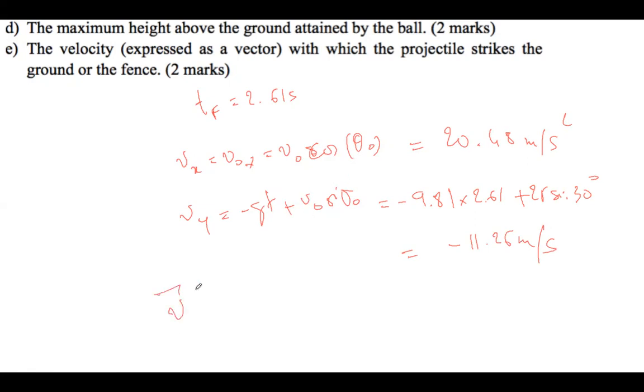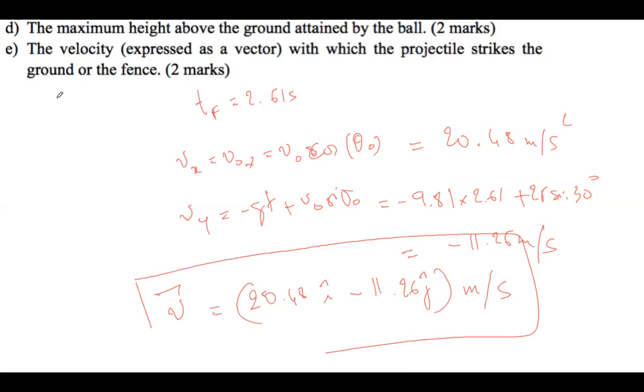So V, which is the velocity at this point, is just equal to plus 20.48 i hat minus 11.26 j hat meters per second. Okay, and this is the velocity with which the projectile will strike the ground.